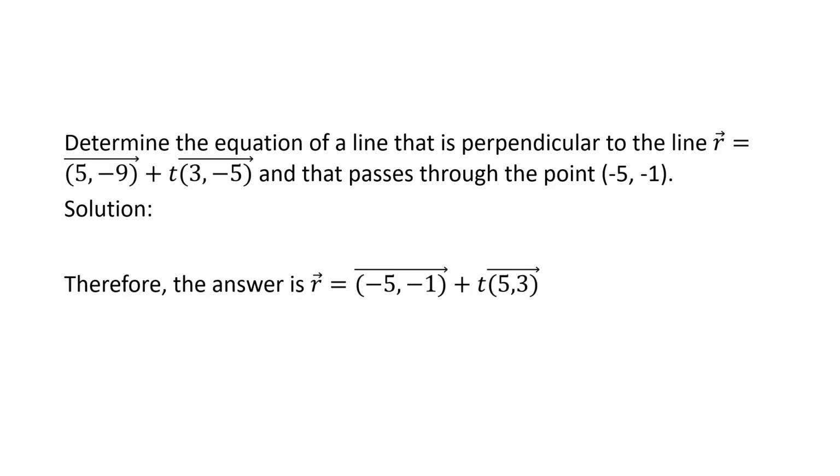So we have our position vector of -5, -1, and we have our direction vector of 5, 3 for the perpendicular line, and that's actually the answer. Technically, there should be a little thing on the end that says t is an element of the reals, reminding us t can be any real number.